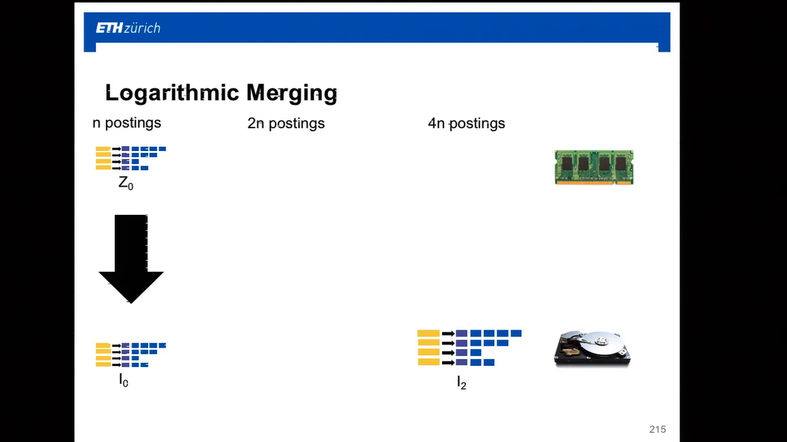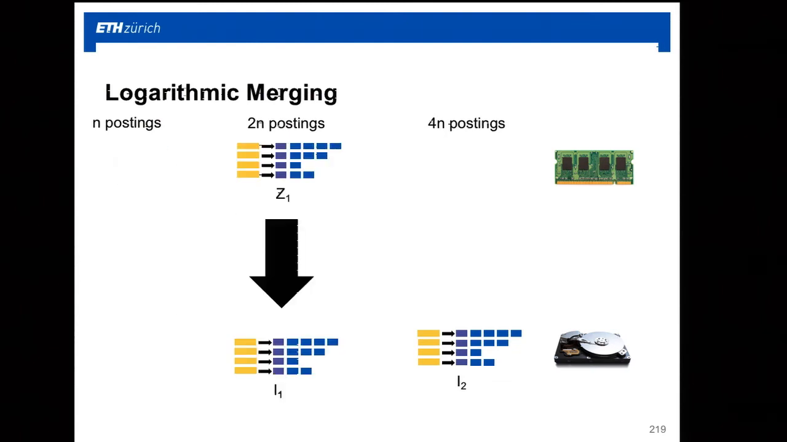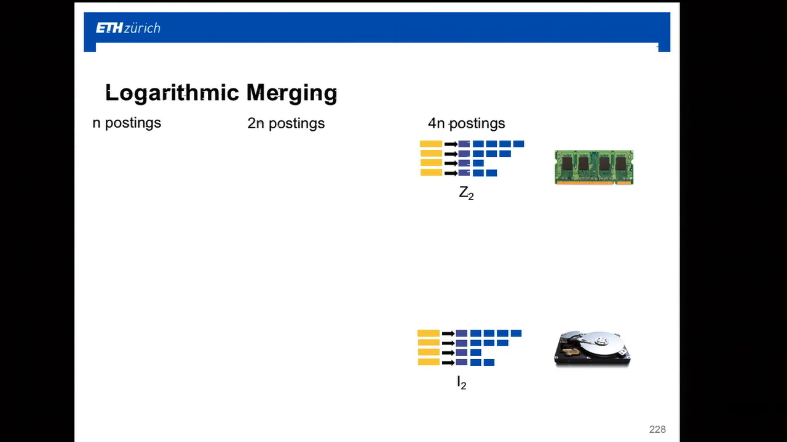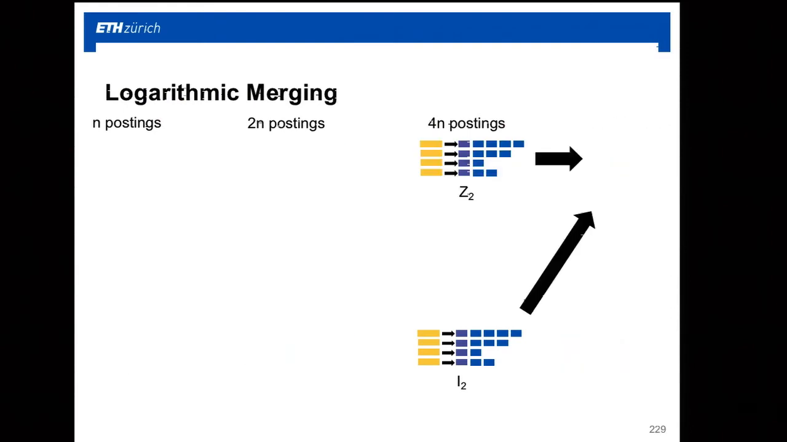Again, new postings arrive, I write them to disk. New postings arrive, it's already on disk of size n, so I merge it and write it to disk. Again, new postings arrive, I write them to disk. Again, new postings arrive, there's already I0 on disk, so I merge it. Here I want to write it to disk, but there's already I1, so I merge it again. And here there's already I2, so I also need to merge it again. You understand what's going on every time. I basically maintain a number of indices that are growing exponentially in size: n, 2n, 4n, 8n, and so on.